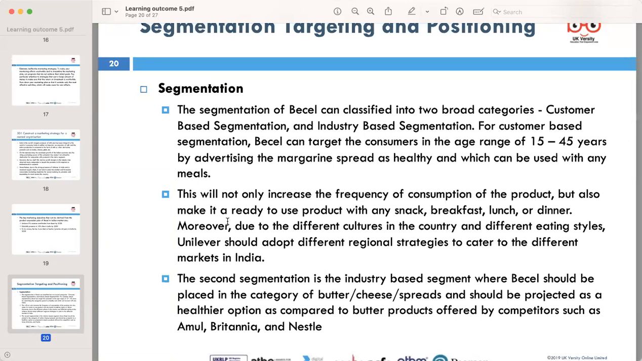Then we'll talk about industry-based segmentation. Within the industry segment, Becel should be categorized with butter, cheese, and spreads. We position it as a healthier alternative to traditional butter products offered by competitors such as Amul, Britannia, and Nestle.